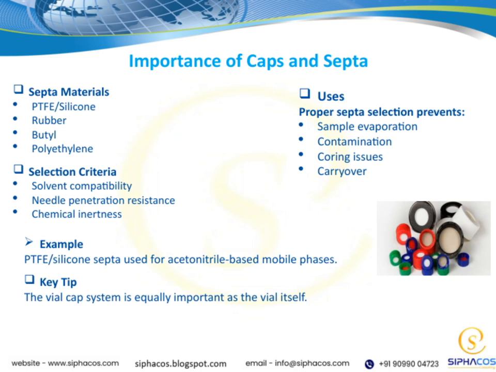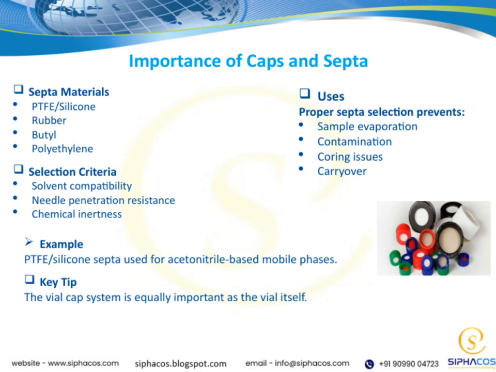Now, let's talk about the importance of caps and septa. The materials used matter because they need to be compatible with your solvents and analytes. For example, PTFE and silicone are popular because they are inert and resistant to many chemicals. Other options include rubber, butyl, and polyethylene, each with their own advantages depending on your specific application.